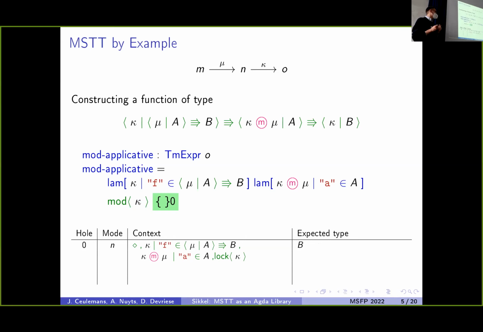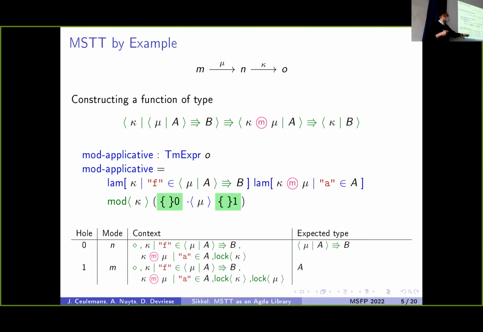How are we going to produce such a value of type b? Well, we actually want to apply this function f to the variable a. We cannot directly do that because f is a modal function, it has this modality mu in its type. So we're going to use modal function application. It lets us apply this function f, but the argument will then be type checked in a context that is locked with this modality. So now we want to fill in this variable f here in hole number 0.